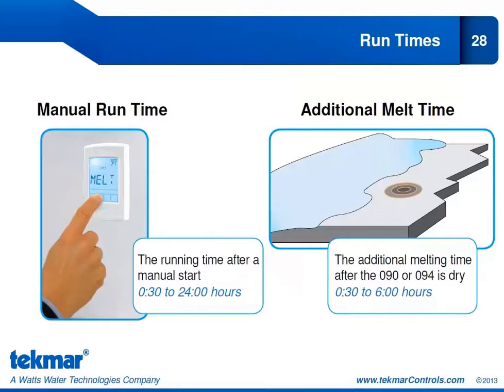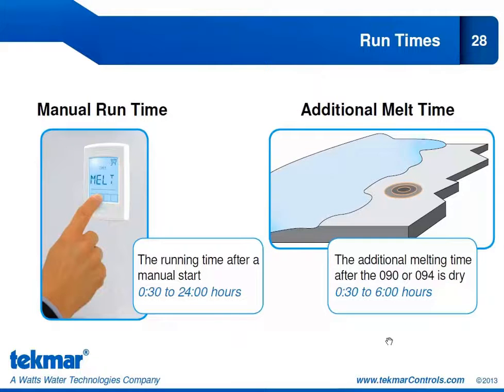There are two runtimes that can be configured in the Set Temp menu. The first one is manual runtime, and that's the amount of time that you would like the melt cycle to last after you've manually started your snow melt system. The range here is 30 minutes all the way to 24 hours. So you can customize how long you would like your manually enabled melt to last for.